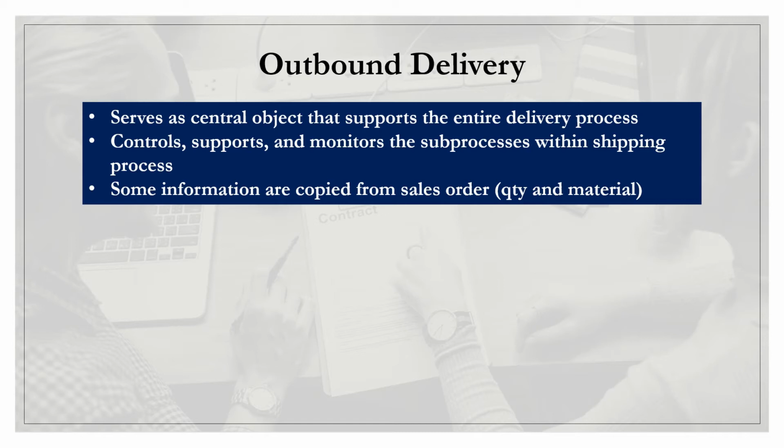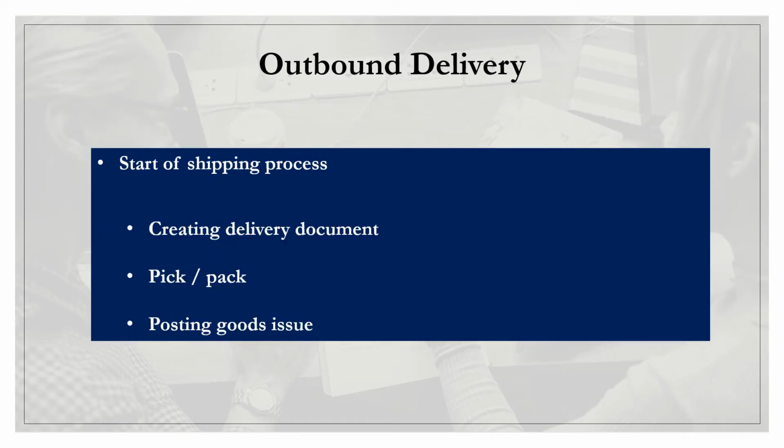Like we talked about earlier, with document flow all the documents are linked. So a lot of the information from the sales order, like quantity and material, is copied over directly to the outbound delivery document. Creation of the outbound delivery document starts the shipping process, and three things are involved in it: creating the delivery document, which is the outbound delivery document, picking and packing, and finally posting goods issue. Those three are considered the shipping process of the sales and distribution, or order to cash, process.